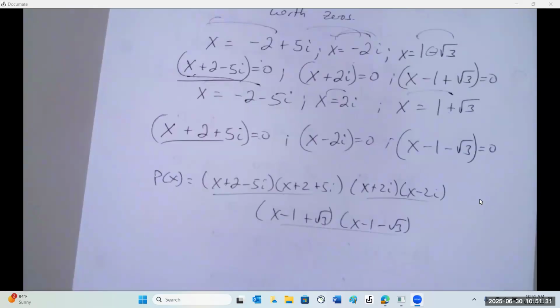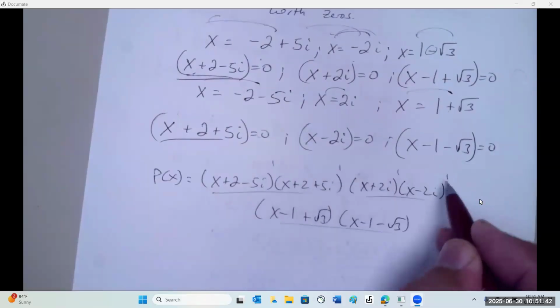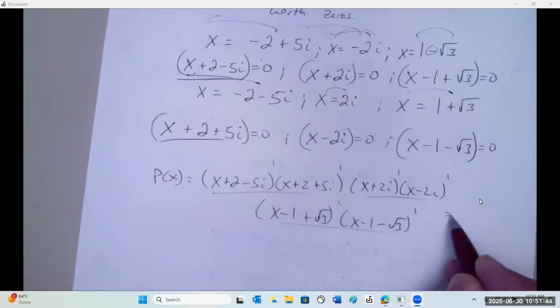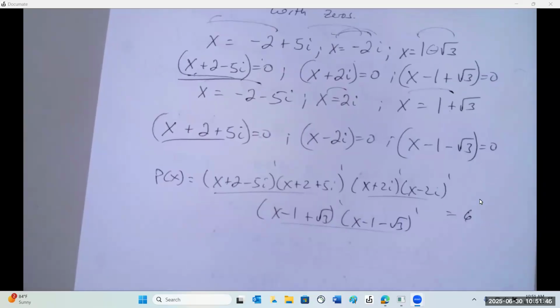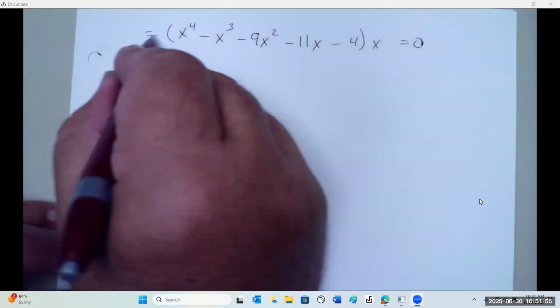What's my degree going to be? Yeah, because of the multiplicity, multiplicity, multiplicity, if I add up all those, it equals 6. So yeah, that would be just too painful.